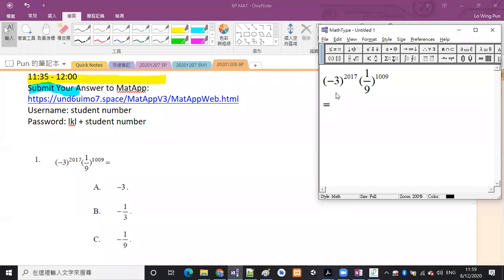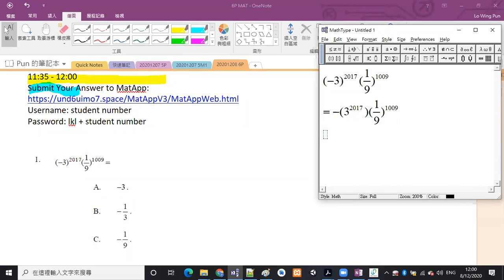So when you see a negative number inside a large power, first you need to think whether the result will be a positive or a negative number. For example, this -3 is inside the power 2017. Because 2017 is an odd number, the result should be negative, which is just negative of 3 to the power 2017. And the other one is just copy.